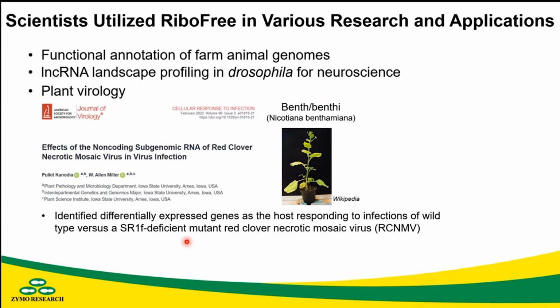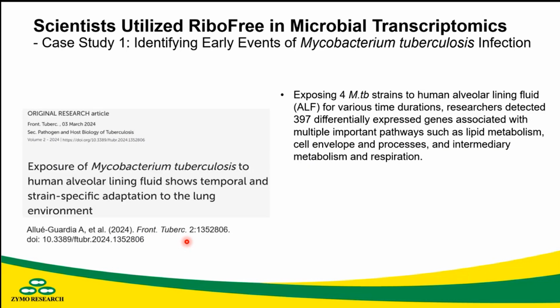So these are the three examples of how researchers have been applying RNA-Seq powered by Ribo-free in many different fields. And next, let's focus on microbial transcriptomics. Case study number 1 is about one single strain. This is MTB, Mycobacterium tuberculosis, the bacteria that is responsible for TB in humans.